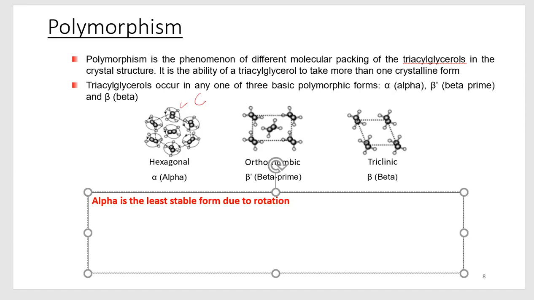In beta prime, the chains are not rotating, and chains are packed better than alpha. There's no rotation. What about beta? In the beta form, the distance between the triacylglycerol chains is shorter than beta prime and alpha. This is the best packing structure among these three. The better the packing, the higher the stability, meaning higher melting point. The better the packing, the higher the melting point. Beta has the best packing.